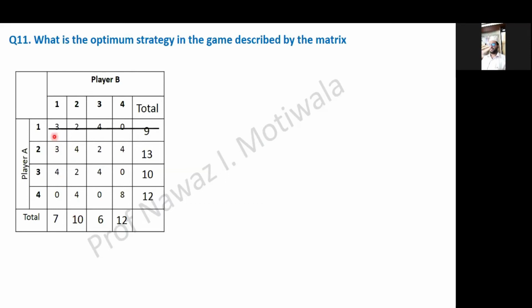3 and 4, less. 4 and 2, here it is greater. Again we can't say that there is a proper dominance, so leave it.